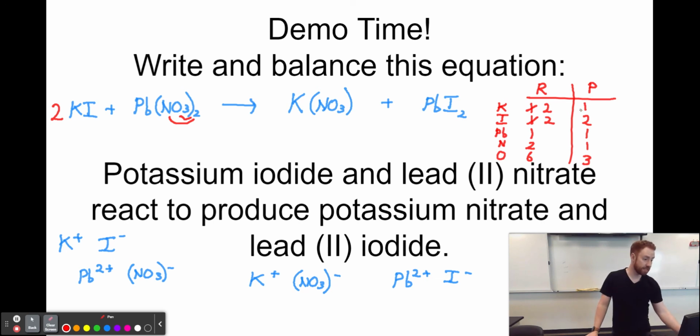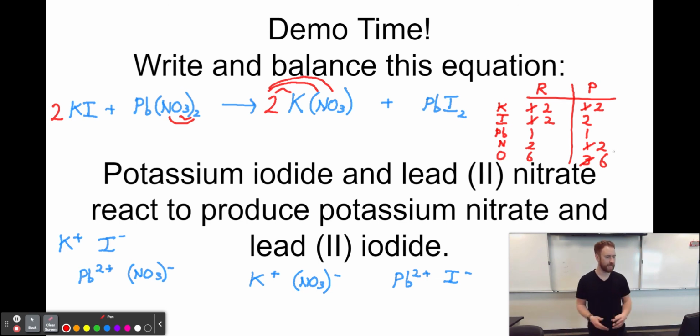Okay, so now my potassium's unbalanced, so let's try adding a 2 over here. That's going to up the number of potassiums to 2 on the product side, the number of nitrogens to 2, and the number of oxygens to 6. Sweet. That did it. That balanced the equation.